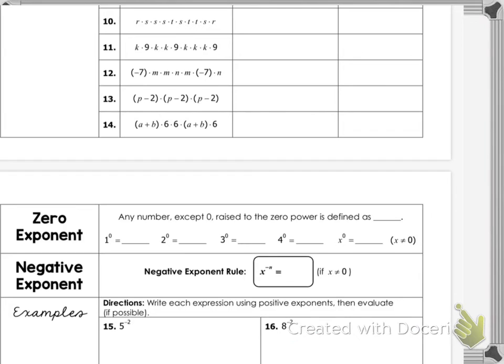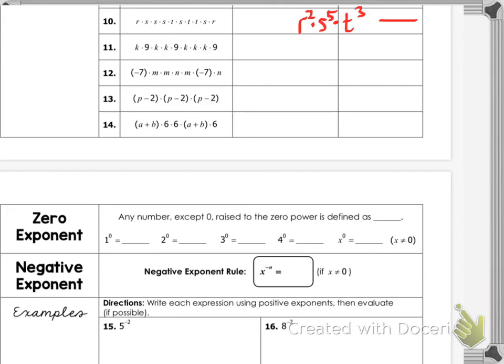Alright, let's continue on. We have r times s times s times s times t times s times t times t times s times r. So if we begin with r, how many times do you see r as a factor? I see r twice, so r to the 2nd power. And then next we can go with s. I see s 5 times, so times s to the 5th. And then times, what do we have next? T. How many times do we see t as a factor? 3 times. Can we put a value there? No, because we need some numbers to evaluate it.